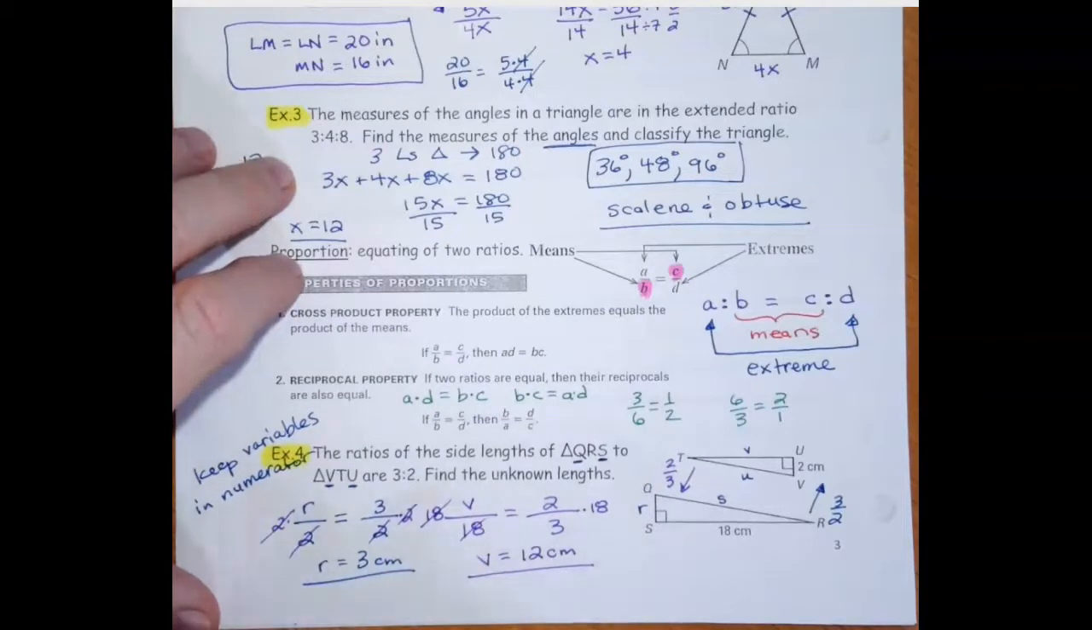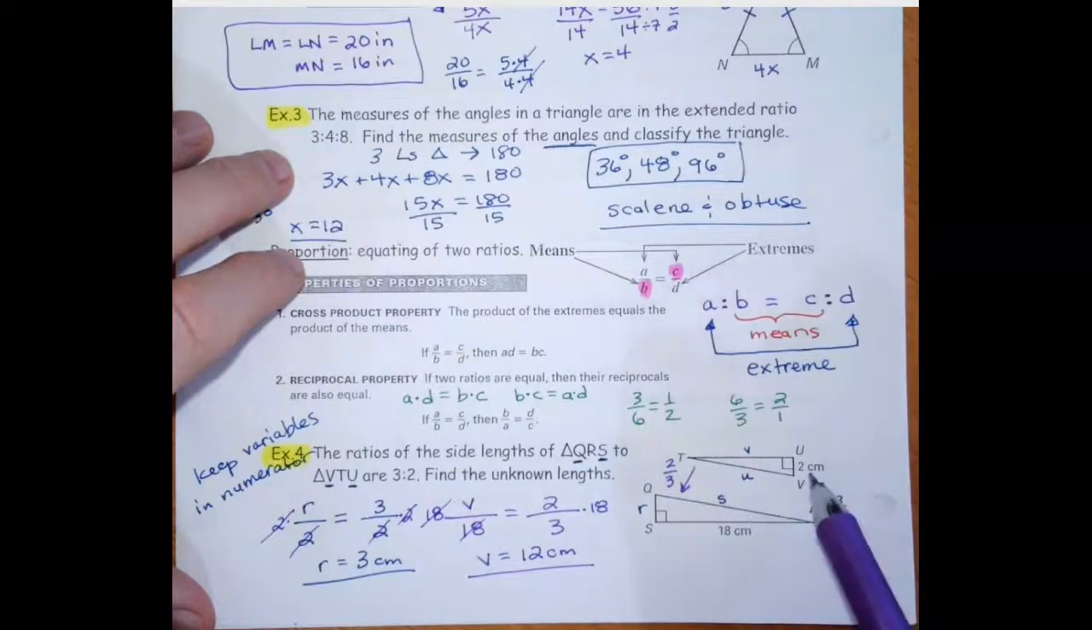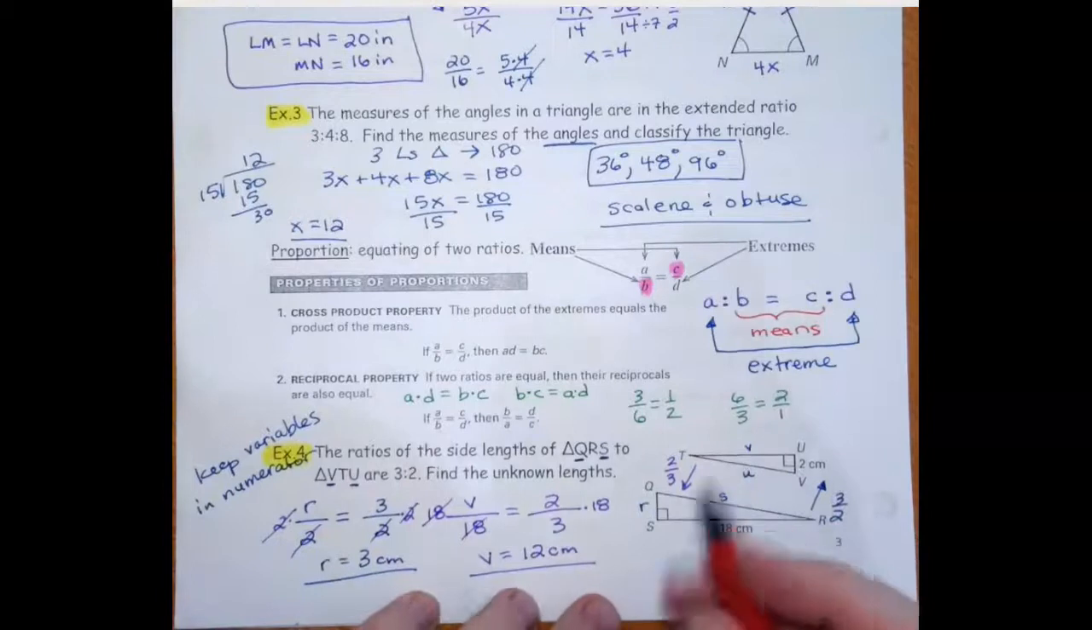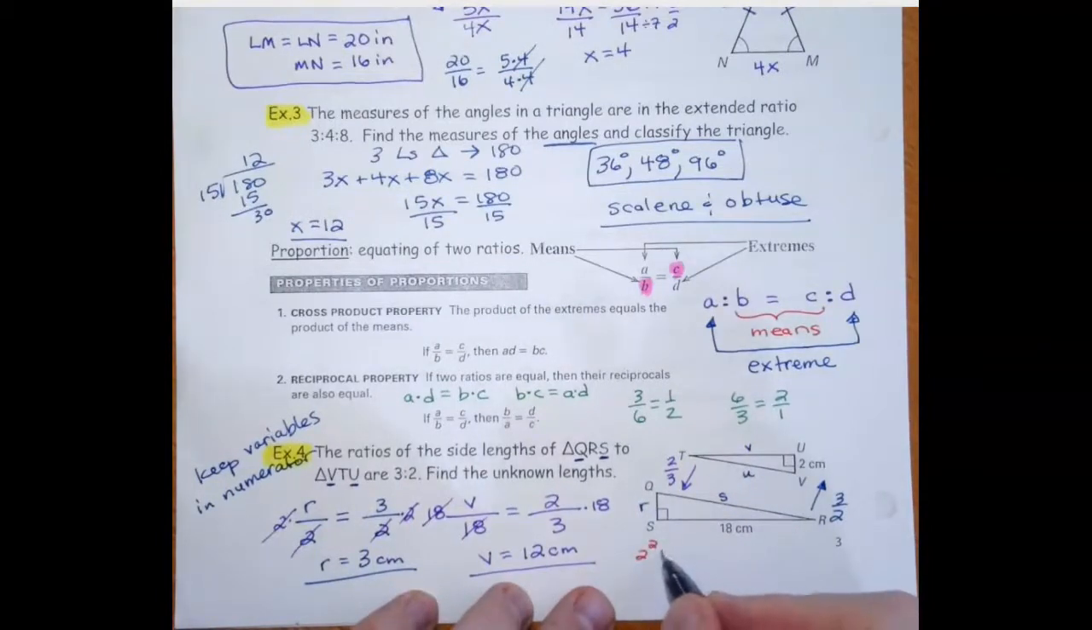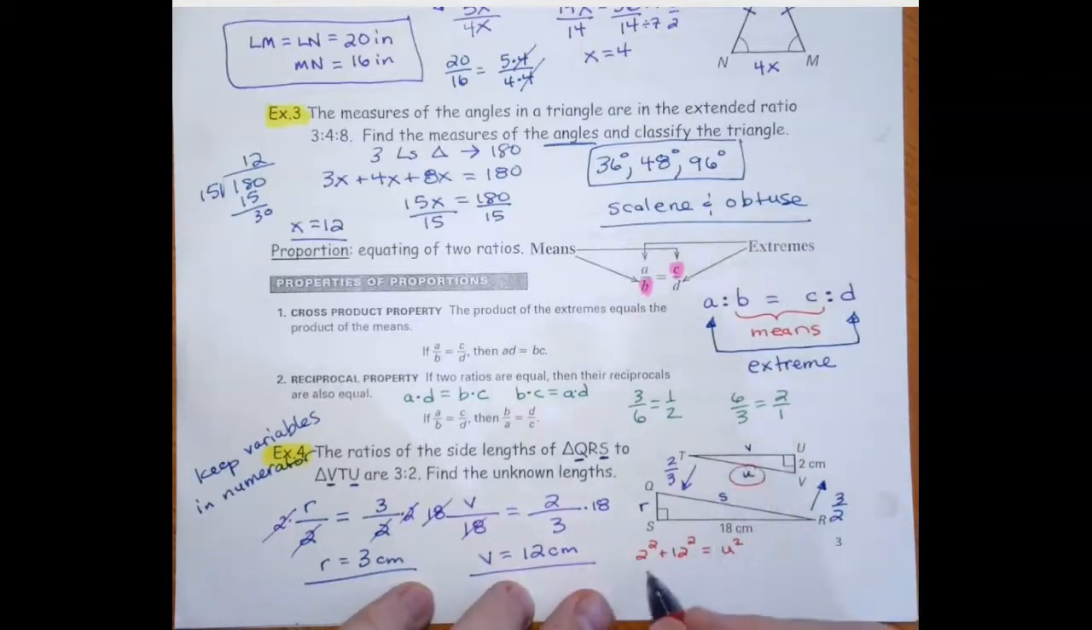Now that we have two sides in the triangle, we don't have either hypotenuse. So what we can do now is use the Pythagorean theorem. So we know that this side is 2, and we know that V is 12. So if we do that, using 2 and 12, we'll have 2 squared plus 12 squared equals U squared. So that's going to be 4 plus 144.